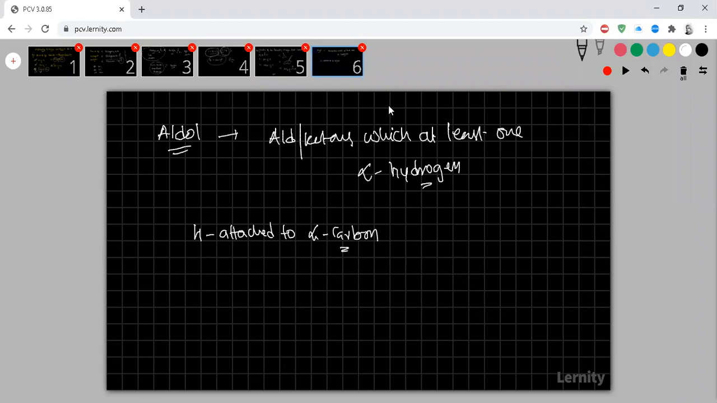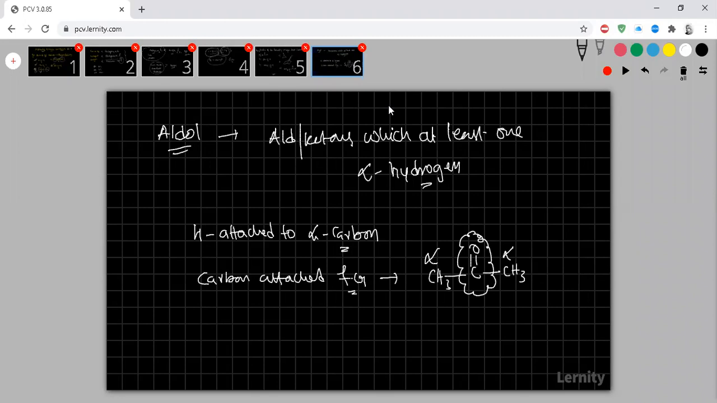Then you will ask the question, sir, what is alpha carbon? The carbon attached to the functional group is called alpha carbon. So for example, if you take CH3 C=O CH3, this is alpha carbon, and this is alpha carbon, because those are attached to the functional group, that is C=O. This is having two alpha carbons, and each alpha carbon is having three hydrogens. In total it is having six alpha hydrogens, right? I hope you understood this one.